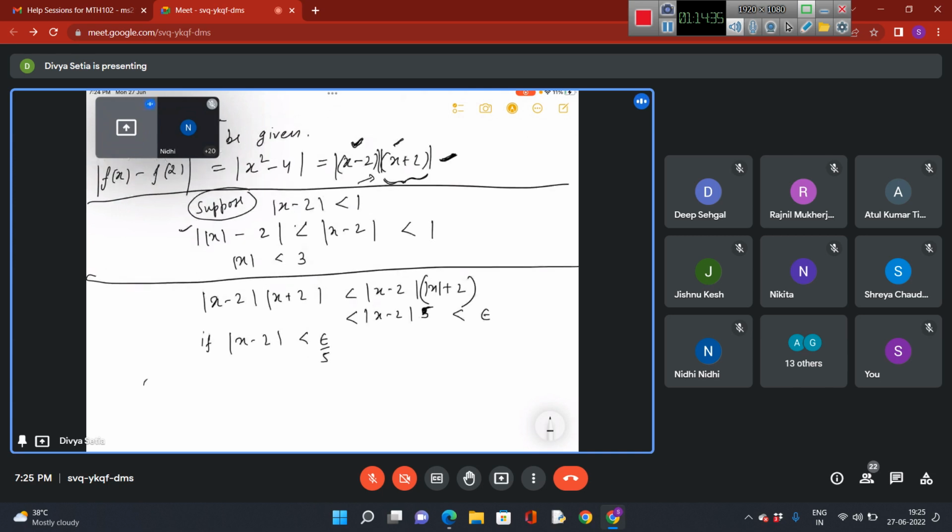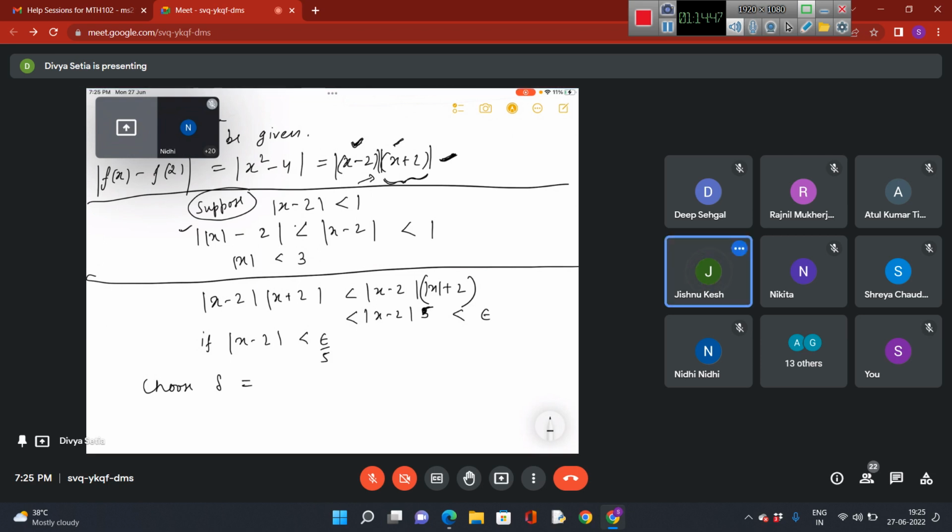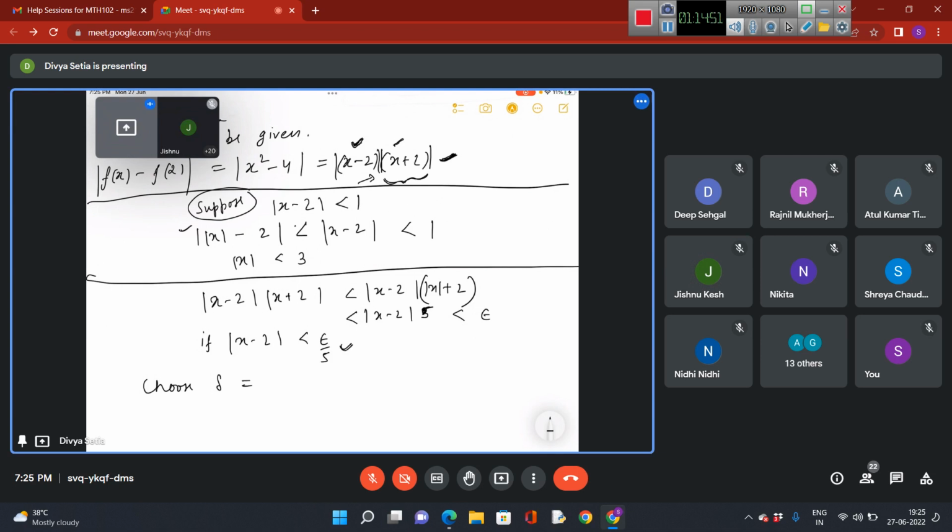Now what should I do? What should be the value of delta I should choose here? Can somebody answer what should be the delta? Epsilon by 5. No, delta is not epsilon by 5. Because you are getting it less than epsilon by 5 after assuming that this thing is less than 1. If you choose your delta to be epsilon by 5, whenever |x minus 2| is less than 1, then only this will happen. You have to make a choice here.